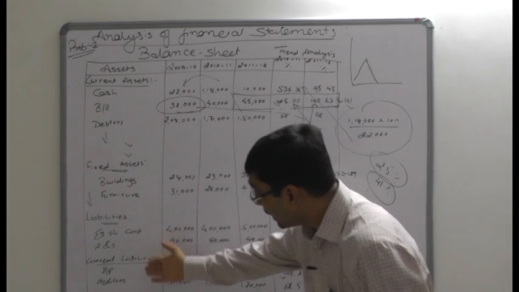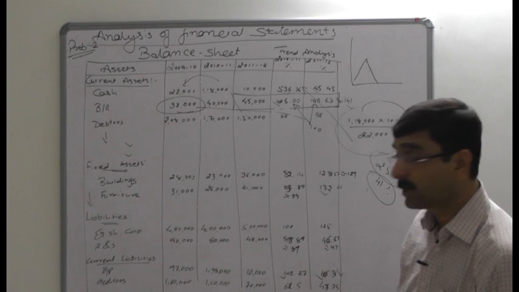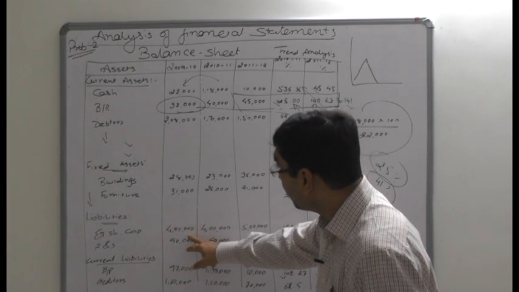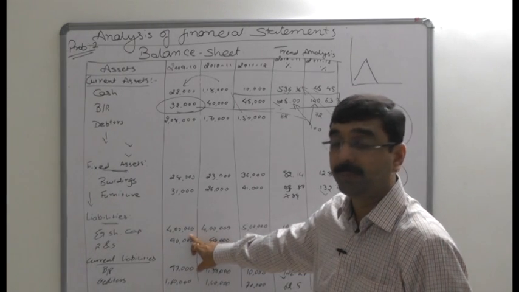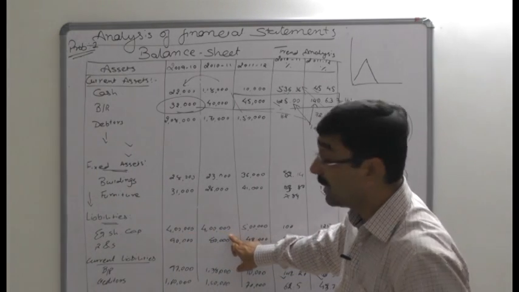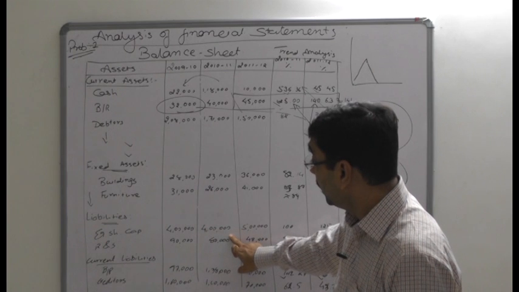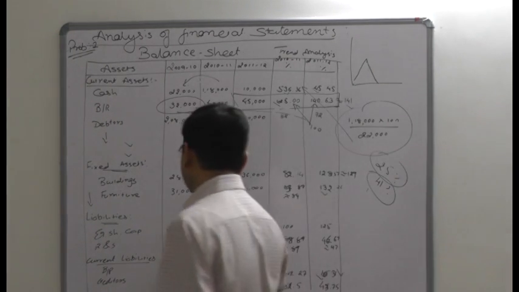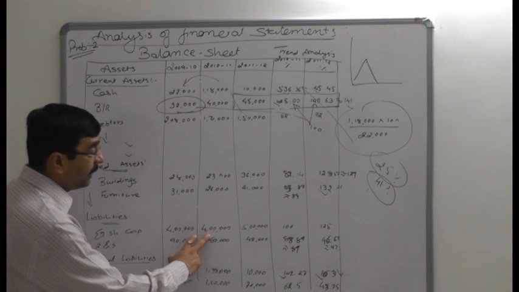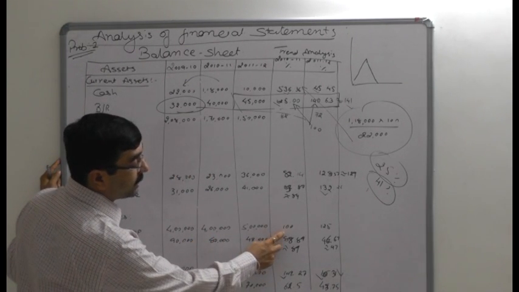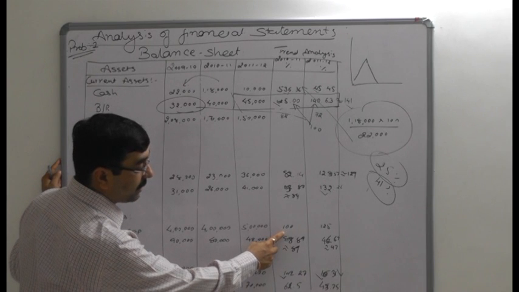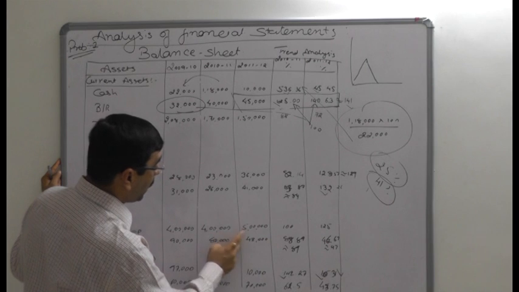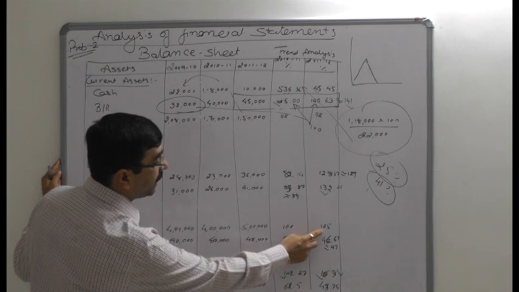The same way you can calculate it for liabilities also. In case of liabilities, you see equity share capital. Equity share capital in 9-10, the last to last year, it's 4 lakh. In 10-11 also it's not changed. That means whatever it was carrying in 2009-10, in 10-11 also it's the same, so there is no change. It remains 100%. But in the other year, 11-12, it's increased by 1 lakh, so it shows 125%.